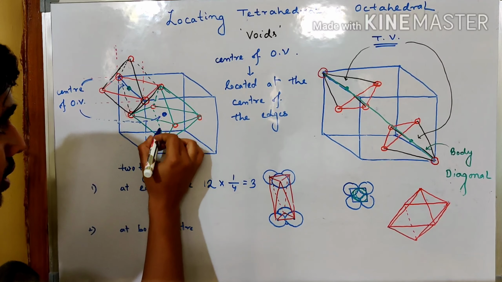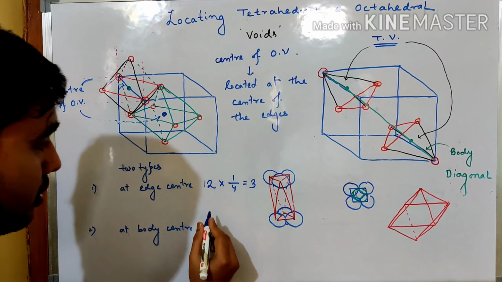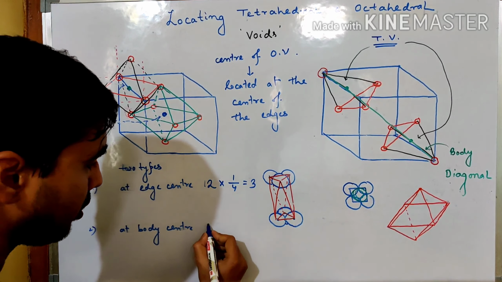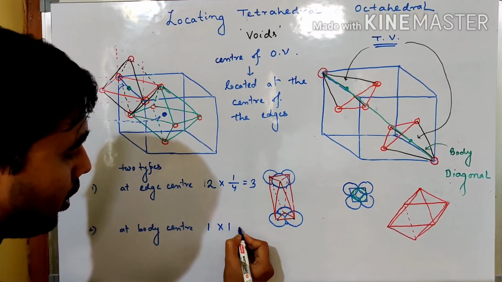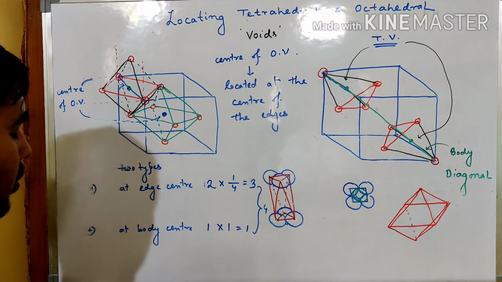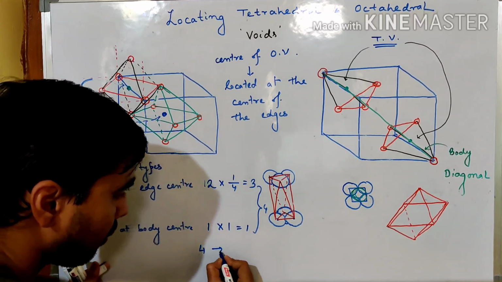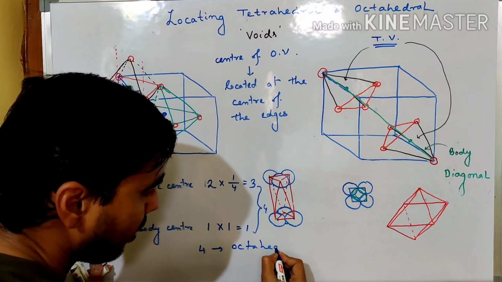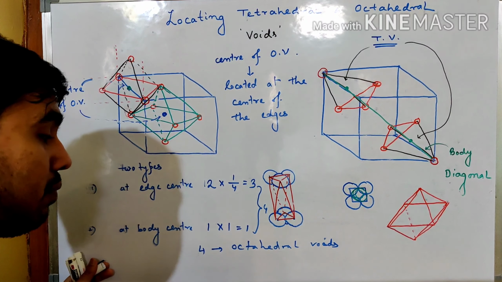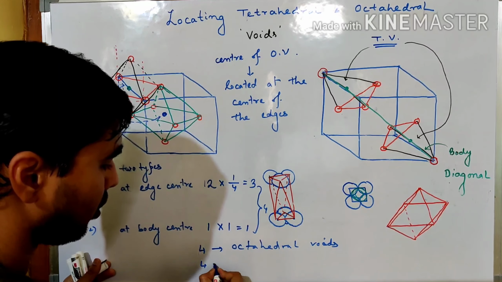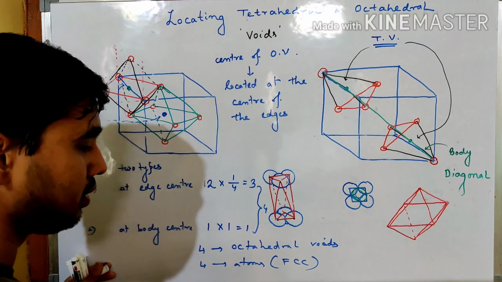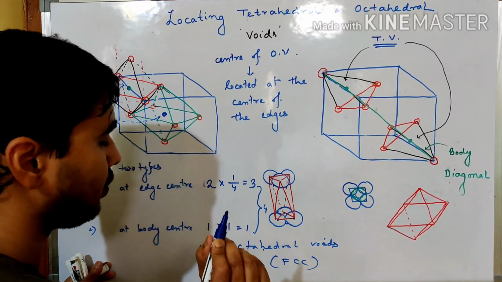And at body center, there is only one body center. And it is fully within, there is no part of it which is outside. So 1 into 1. So there are how many in total? 4. So there are 4 octahedral voids. We have chosen FCC atom. So how many atoms? There are 4 atoms for FCC and there are 4 octahedral voids also for FCC.